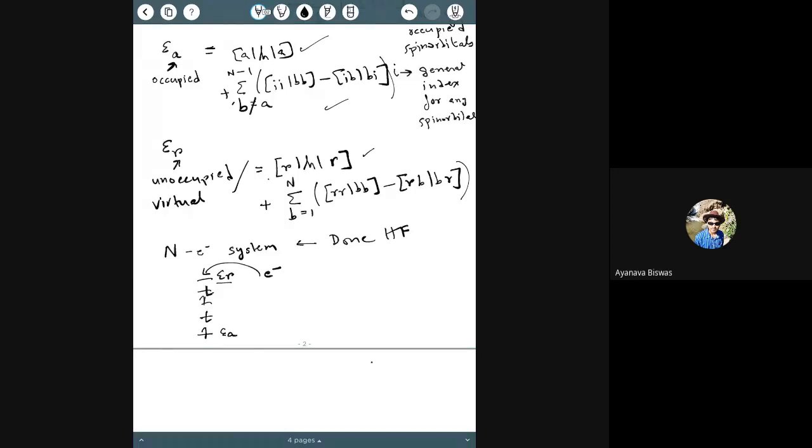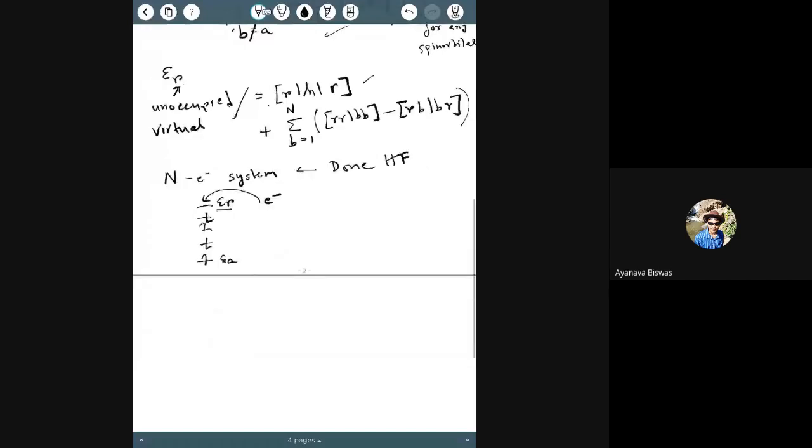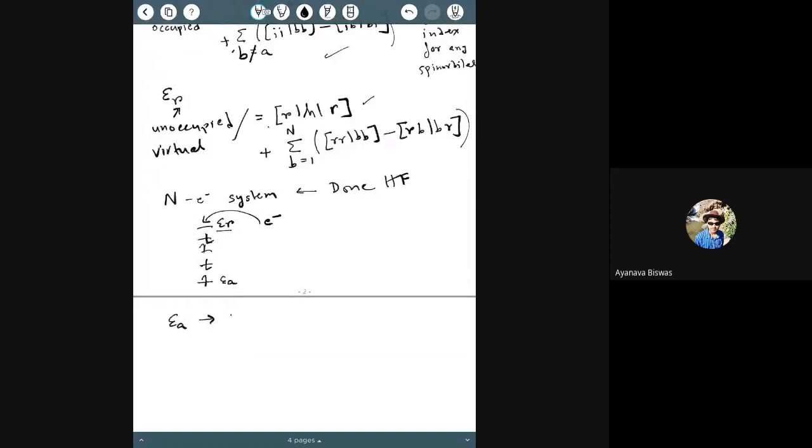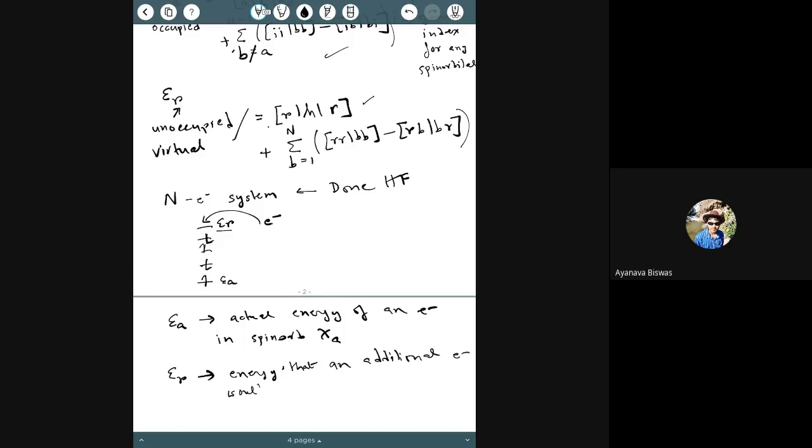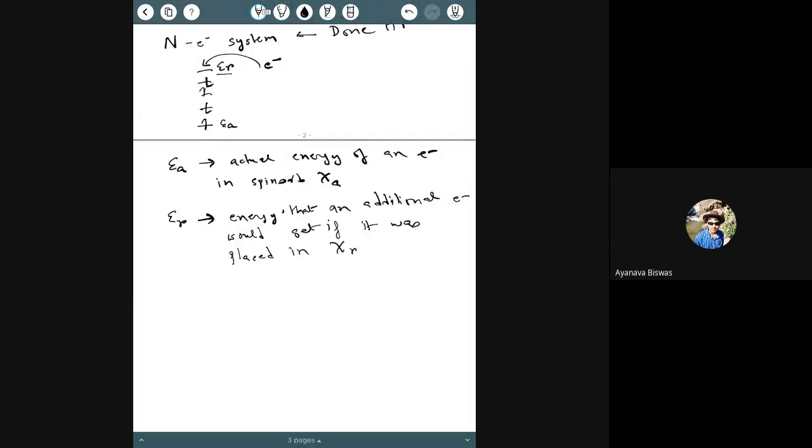So then what is it? Epsilon A is the actual energy of an electron in spin orbital chi A. Epsilon R is the energy that an additional electron would get if it was placed in chi R. Fine.